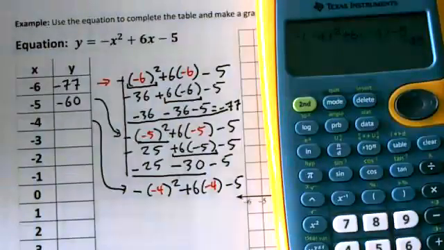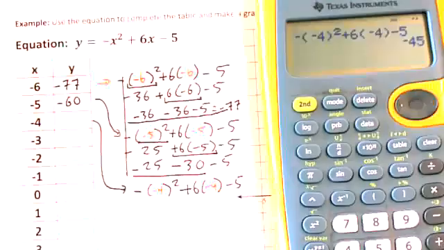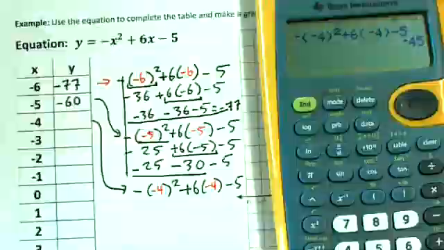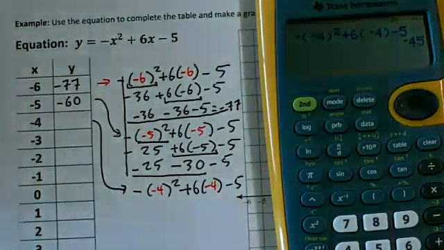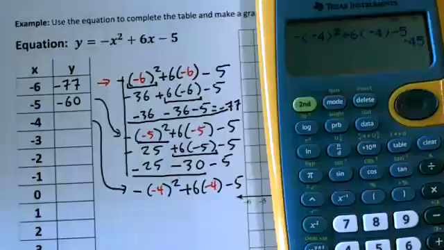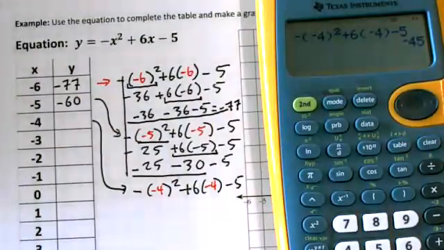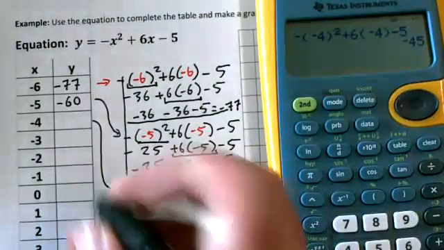Oops, I didn't want to turn them off. Okay, does anybody having trouble getting that negative 45? Where are we going to put that in the table? Right next to negative 4, because that's what we put in. So put it in here.